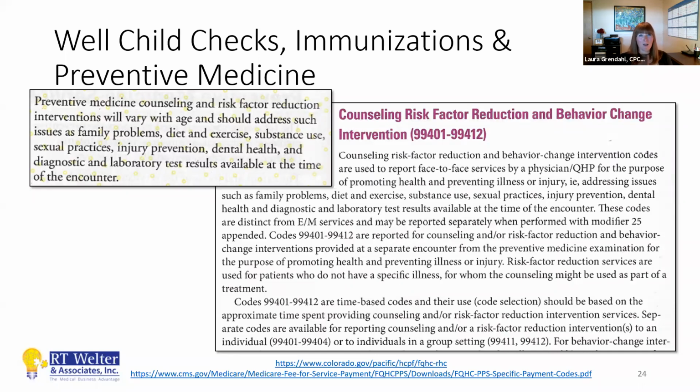And finally, we can't forget about our FQHCs out there. Your revenue codes are going to be huge here, making sure that we're using our 529 for our physical health and our 900 for our behavioral health, right? So making sure that we're using that on our line items.